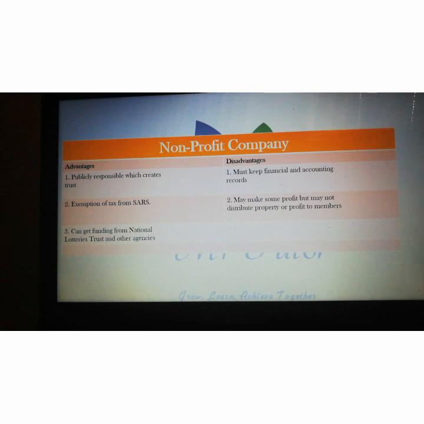The second disadvantage of having a non-profit company, NPO, is that you may make some profit, but you may not distribute property or profit to the members. So whatever money you make from that event, you may not distribute it amongst yourselves. It must go back into the business, because the main intention of having such a company is not to make money, but to help wherever you're operating.